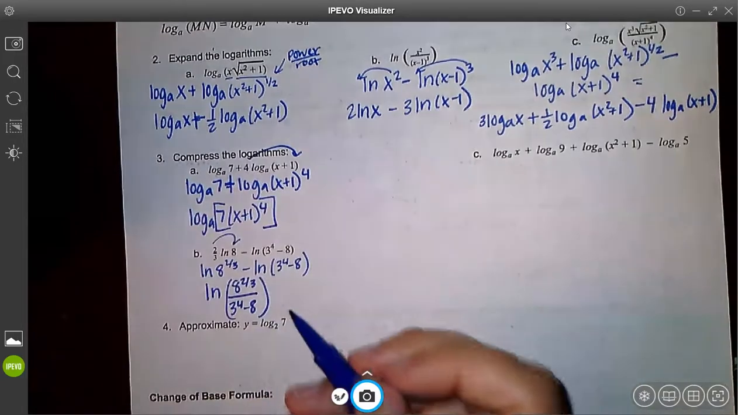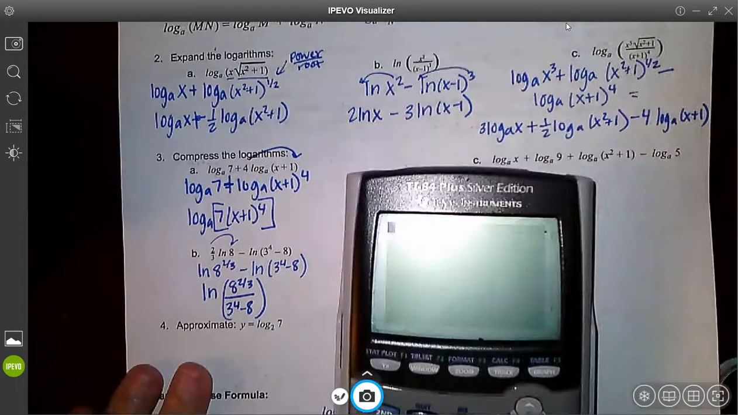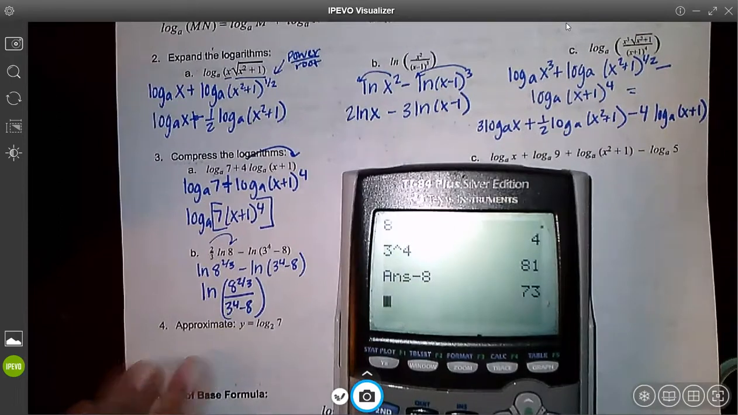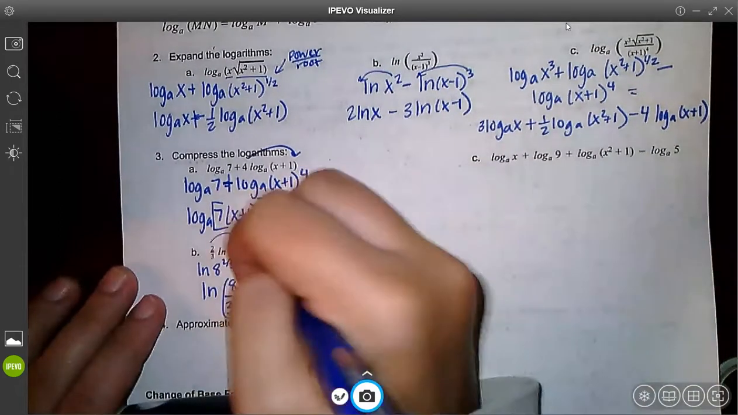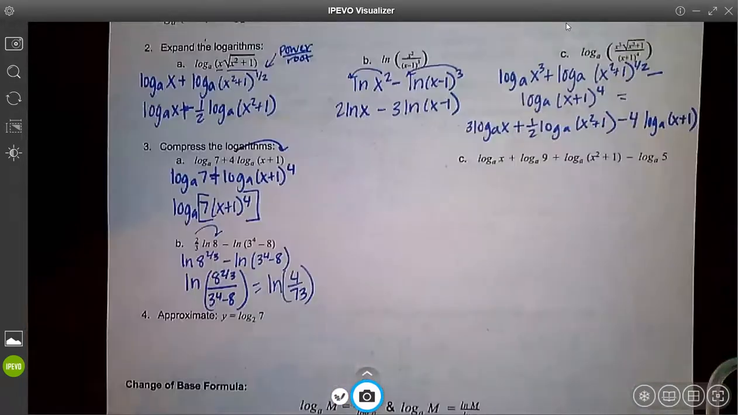These are all numbers, so you can plug that in. 8 to the 2/3 is 4, and then 3 to the 4th minus 8 is 73. So you get 4 on top, 73 on the bottom. The only reason you can do that is because there are no variables.